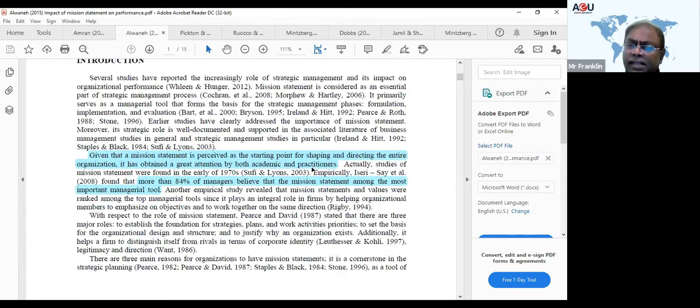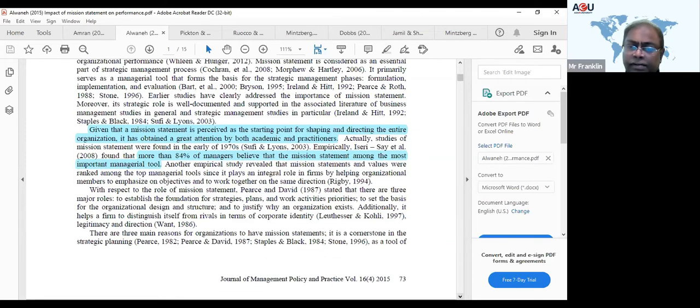Right? If you see, there was a test that is done, an empirical test. Empirical means doing research based on analysis of numbers. When you talk about empirical, that is basically numbers. They did a research with how many hundred people, so empirical research is basically based on numbers of people. How many people like this, how many people don't like, so that's called empirical analysis. Right? Okay, Ali et al. in 2000 found that more than 84% of managers believe that the mission statement is among the most important managerial tools. They found that it's a very important thing.